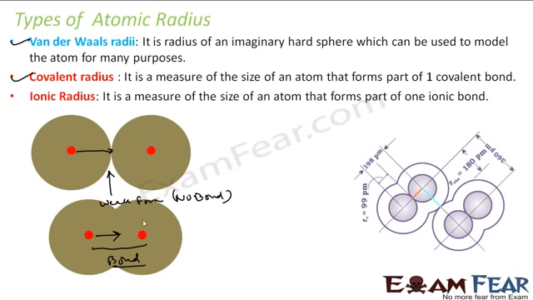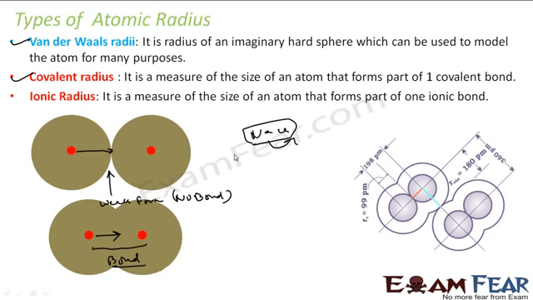And there is something called ionic radius also. In case an atom is not forming a covalent bond but an ionic bond, for example NaCl, there's no covalent bond in this. An electron is actually transferred, so we form an ionic bond. In this case we talk about ionic radius. But again, in this case also, we have an ionic bond between them. Correct? So we have three kinds of radius.